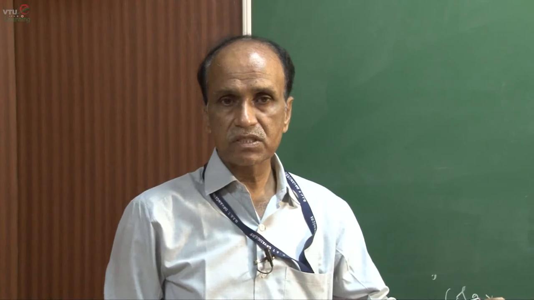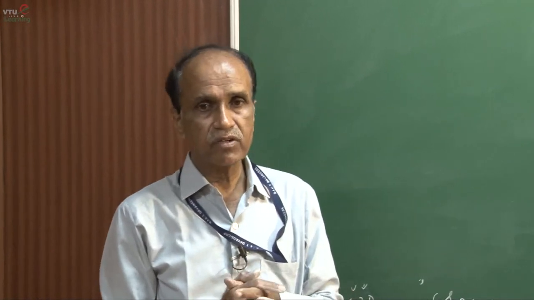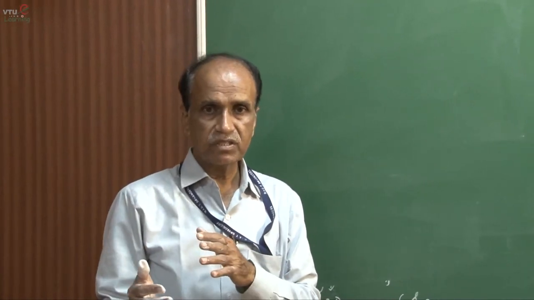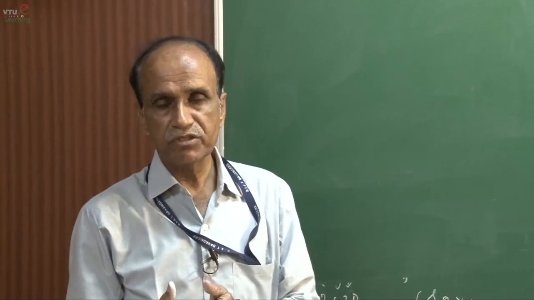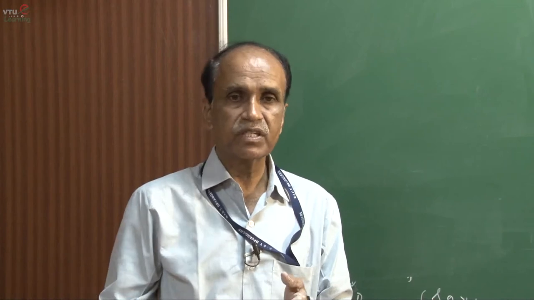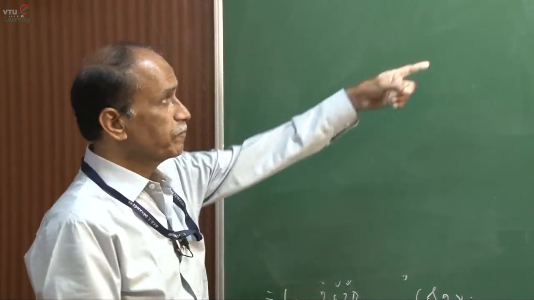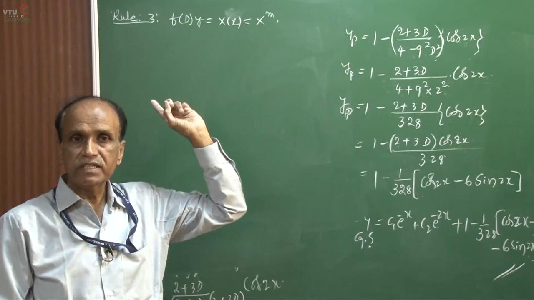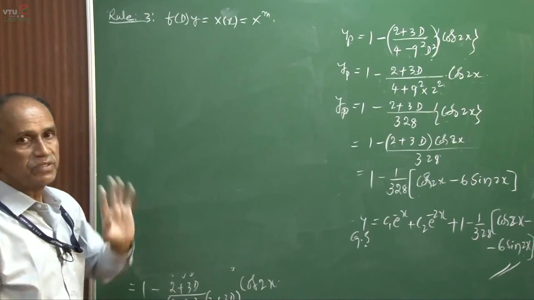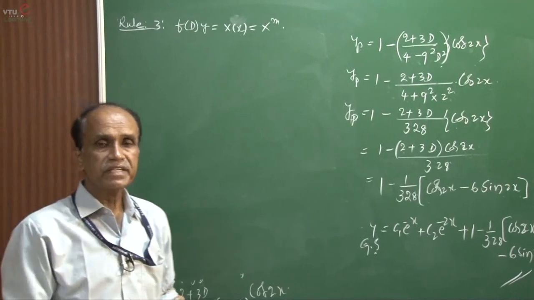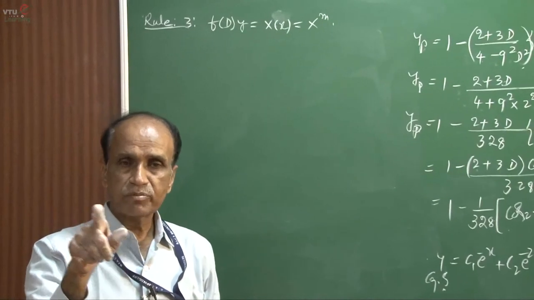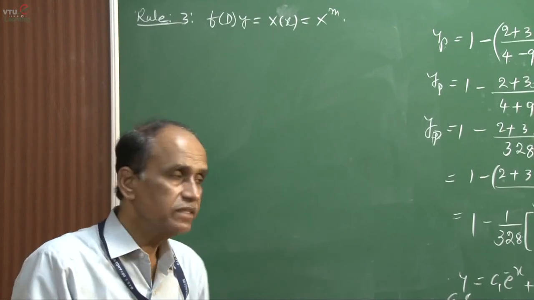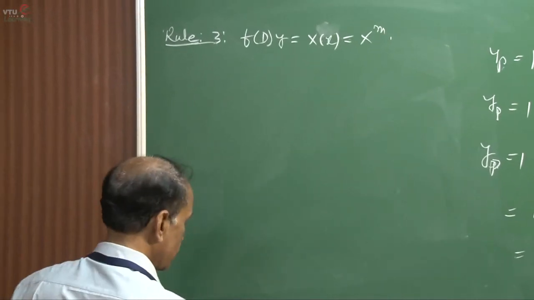So far we have not come across such terms when finding the particular integral. The complementary function is the usual calculation for all the methods, and it is responsible for the LHS of the problem. But the particular integral differs from method to method. In rule 3, the polynomial term x to the power m appears in terms of x to the power 0, x to the power 1, x to the power 2, maybe a summation, maybe a difference, or maybe a combination of both summation and difference.